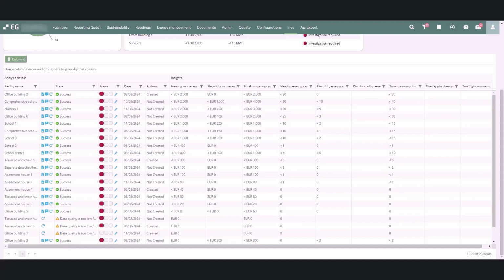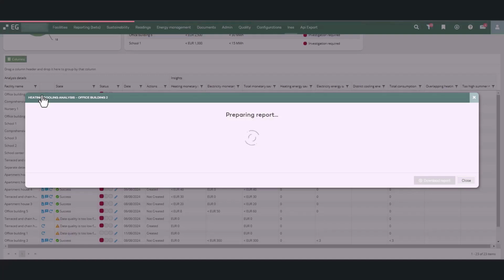The following columns present the identified savings potential. You can get more detailed explanations of the data in the result columns by hovering over the column header. Next, we will go through the contents of the facility report, which you can download by pressing the Download Report button.